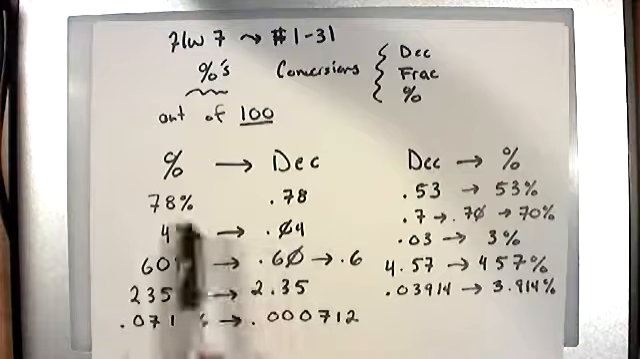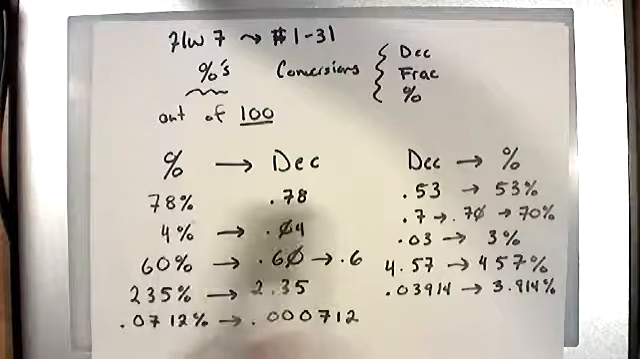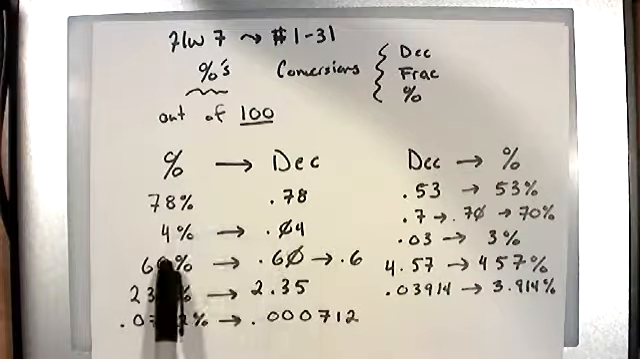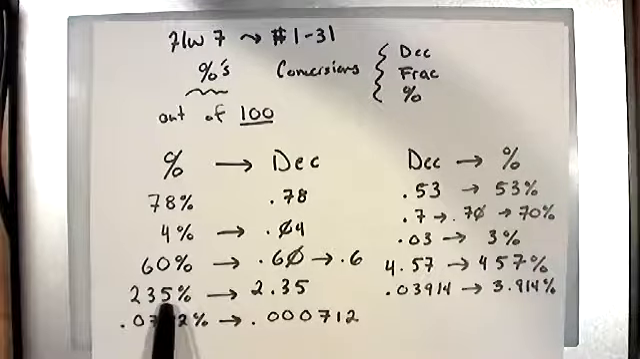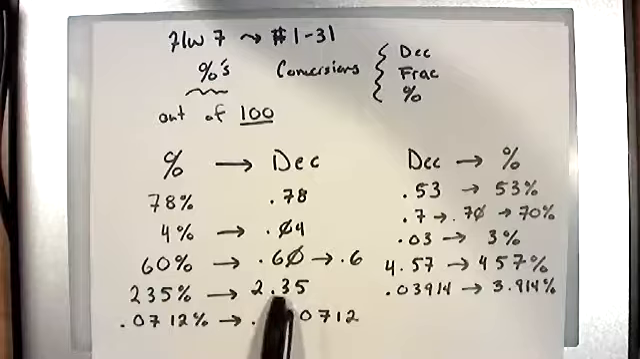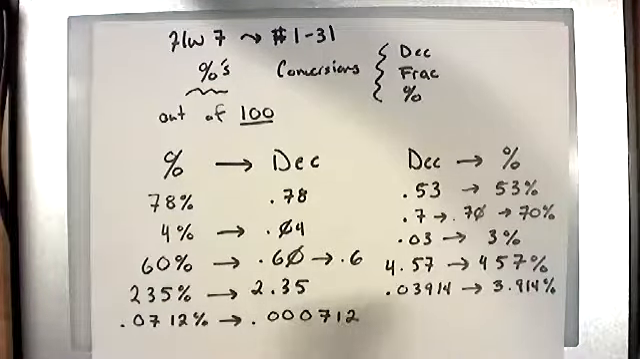Again, the penny thing works pretty good. 78%, 78 cents, 4%, 4 cents, 60%, 60 cents, 235, well, that's 235 pennies, so $2.35. And again, it works most of the time. It's these bottom numbers where the penny thing kind of falls apart. So hopefully you're realizing that really all that we're doing here is moving a decimal around.